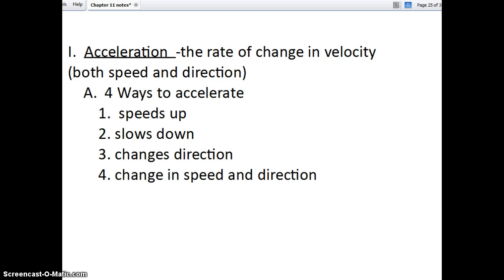Acceleration. Acceleration is the rate of change in velocity, both speed and direction. There are 4 ways you can accelerate. You can speed up, slow down, change direction, or change speed and direction. A lot of times you don't realize that changing direction is an acceleration, because acceleration has both speed and direction, whereas you normally don't use that in common day language.